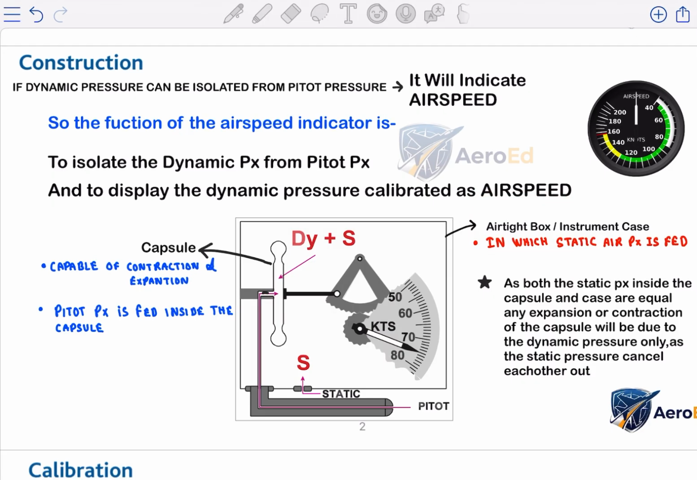When the dynamic pressure increases, the capsule expands and the needle rotates clockwise, indicating an increase in airspeed. And when the dynamic pressure is reduced, the capsule contracts and the needle rotates anti-clockwise, indicating a decrease in airspeed. And this is how an airspeed indicator works.